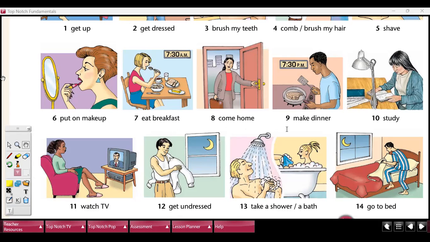Make dinner. Do you make dinner, ladies, boys? ¿Hacen cena? Yeah, do you make dinner? Yes. Only eating dinner. Ajá. Solo la hacen o solo cenan, ya se las tienen hechas. So what do you do? Do you make dinner or do you eat dinner? Make dinner. Okay, so you make dinner. And boys, how about los chicos? Make and eat. Make dinner. Okay, yeah. That's why I love my mom. I love her because she makes my dinner sometimes.